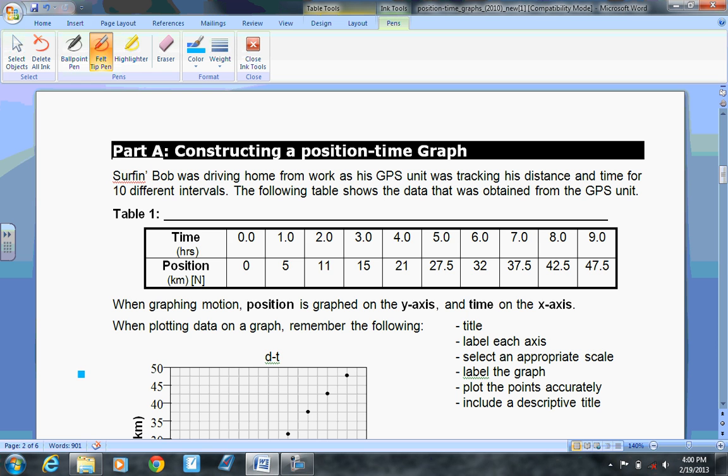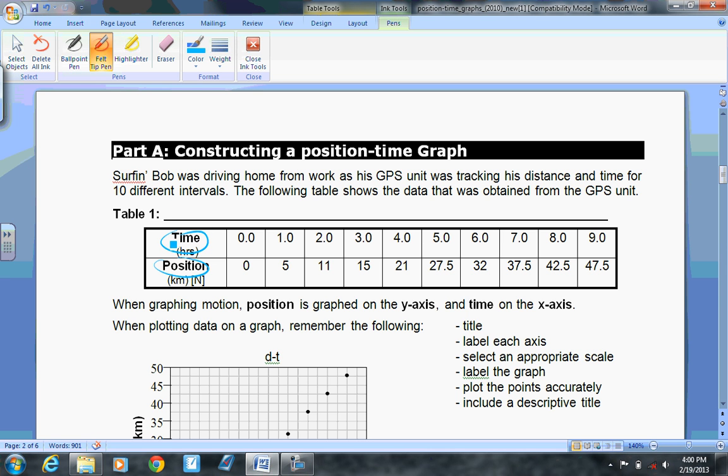So in this situation, we've got Surfing Bob, and he's driving home from work as his GPS unit is tracking his distance and time for 10 different intervals. So in fact, it's keeping track of his position. And the following table shows the data that was obtained from the GPS unit. So what we want to look at is the quantities that are in the table. So we've got position over here, and we've got time.